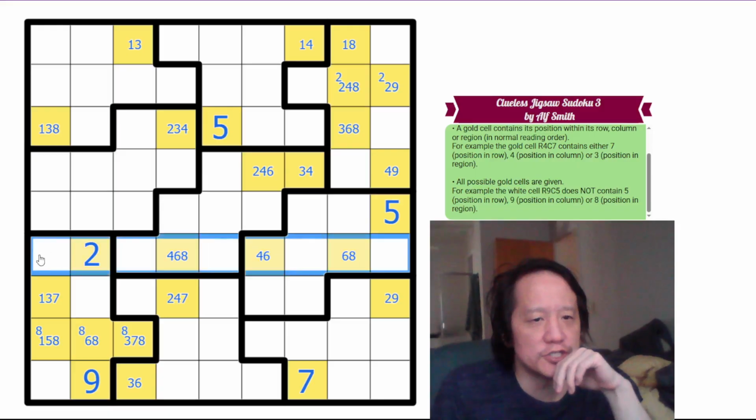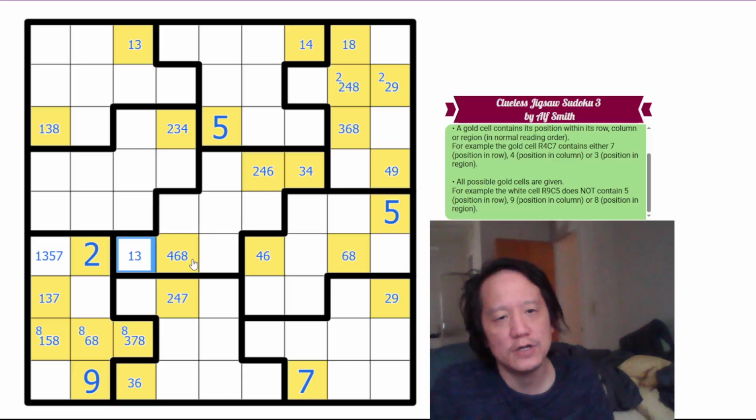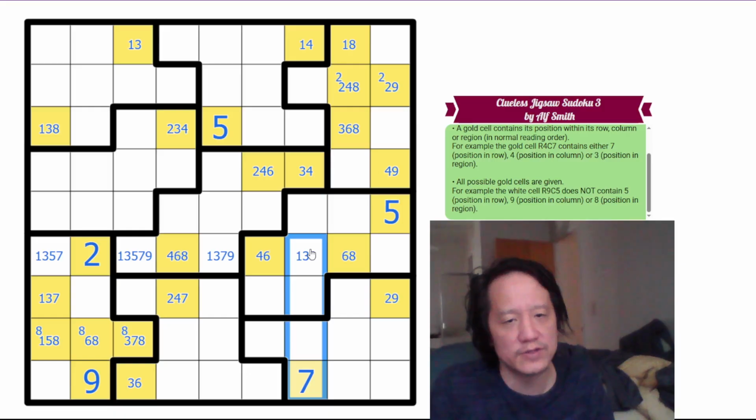The remaining digits in row 6 have to be the odd digits. 1, 3, 5, 7, 9. Obviously, this can't be 9 because of the 9 in the region. 1, 3, 5, 7, 9. 1, 3, 7, and 9 because no 5 in the column. This can't be 5 in either of these spots because of the 5 in the region. So it's 1, 3, 7, 9. This can't be 7 because of the 7 in the column.